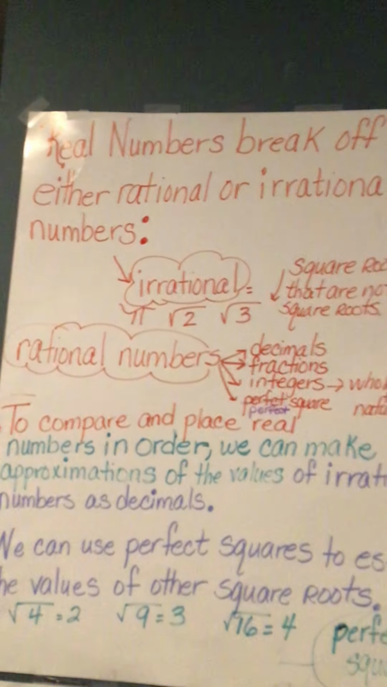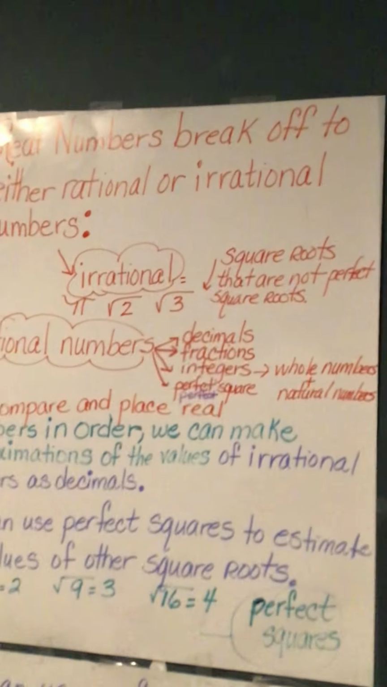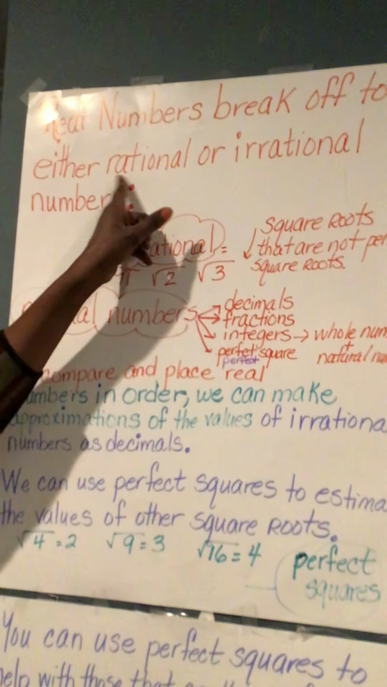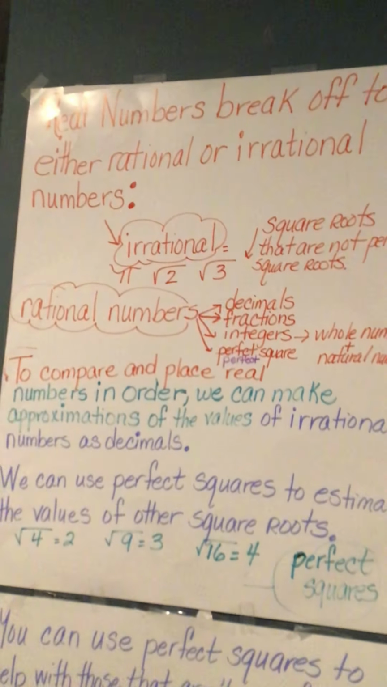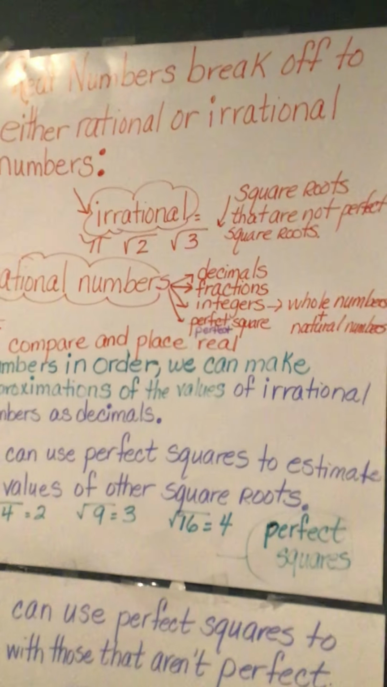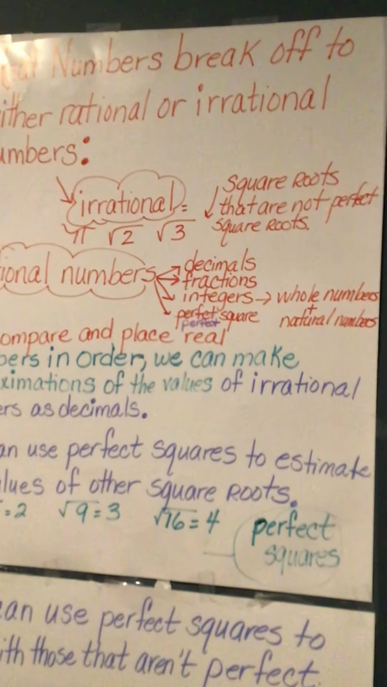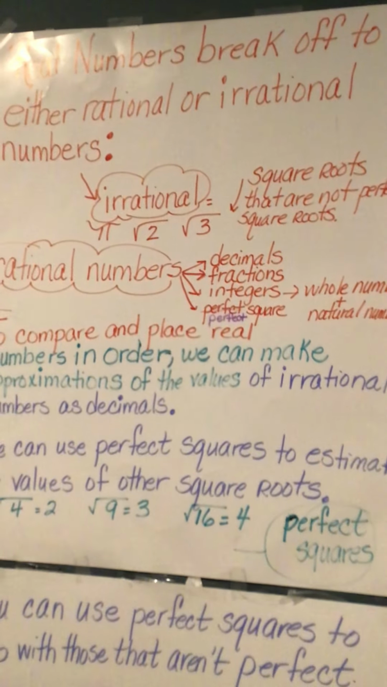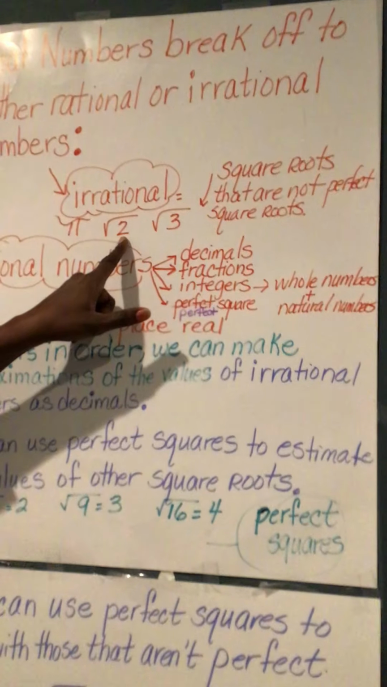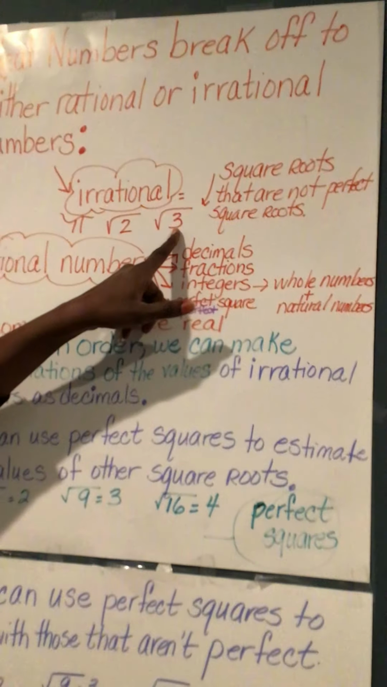Real numbers. We talked on Friday about real numbers, and I told you that real numbers break off to either rational or irrational. Now, an irrational number are square roots that are not perfect. They do not have a perfect square. So the square root of 2 would not be a perfect square root. The square root of 3 is not a perfect square root.